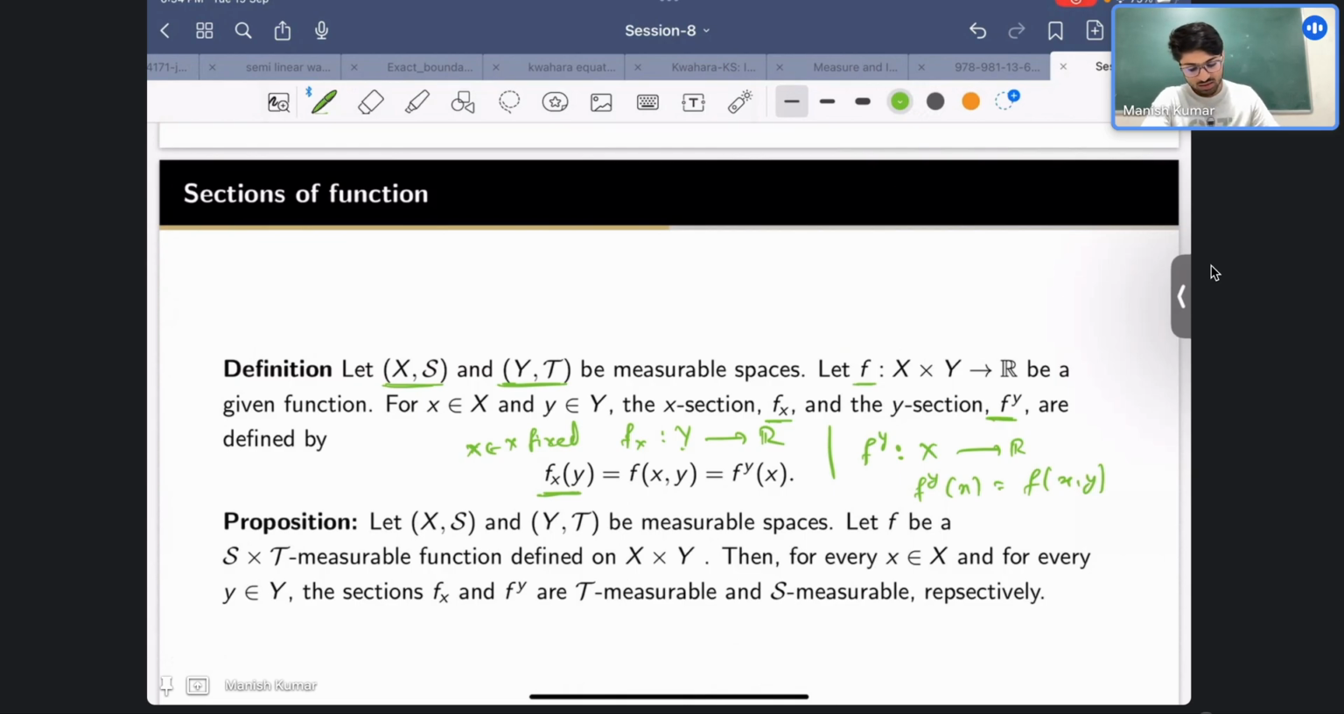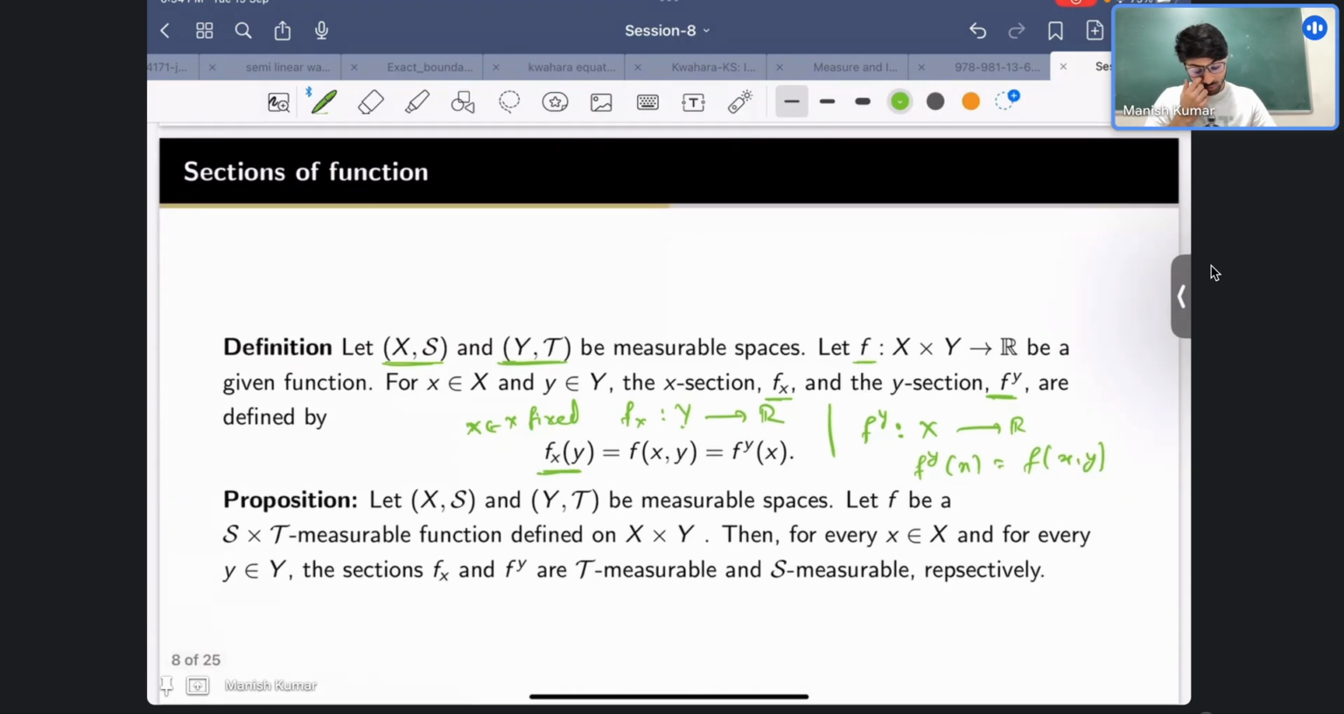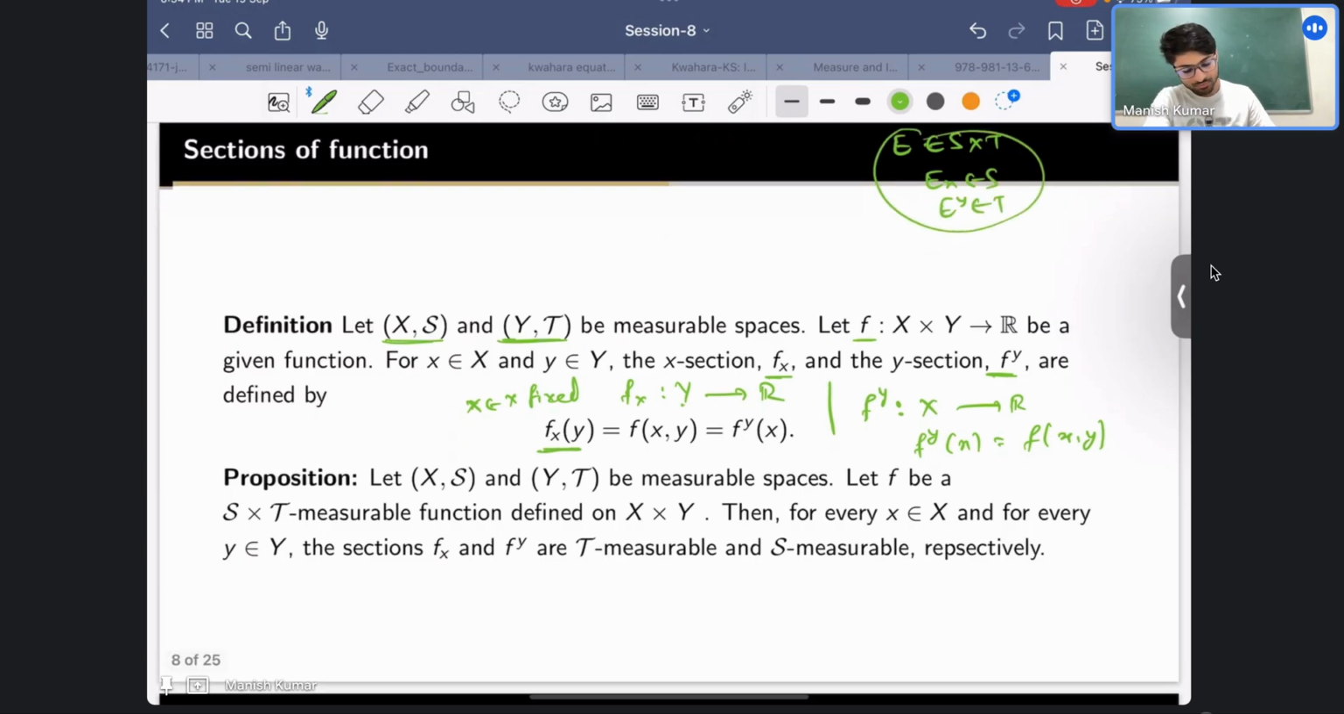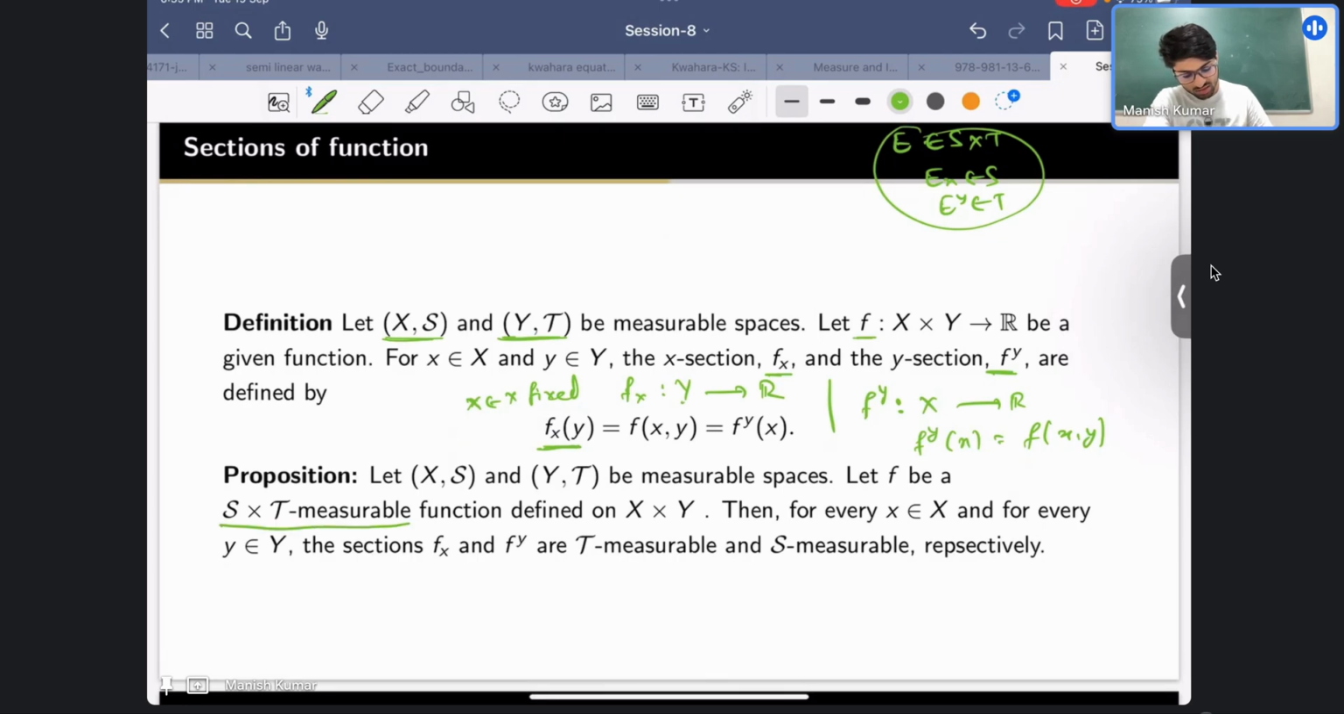Okay, so these are called sections of a function. For these results, you saw earlier that if (x, y) belongs to S cross T, then x belongs to S and y belongs to T. In a similar way, if your function f is S cross T measurable, then f_x will be T measurable and f_y will be S measurable. f_x is a function from Y to extended R, and f_y is a function from X to R, which will be S measurable.